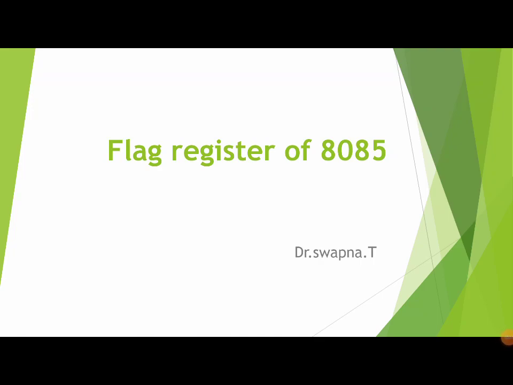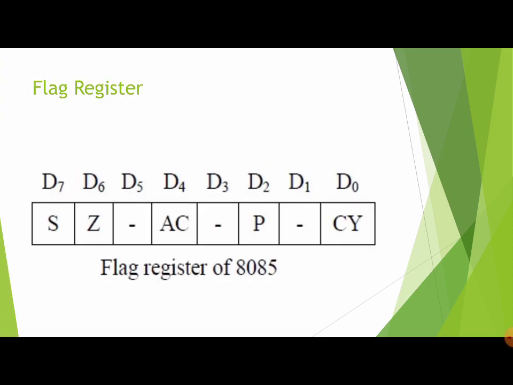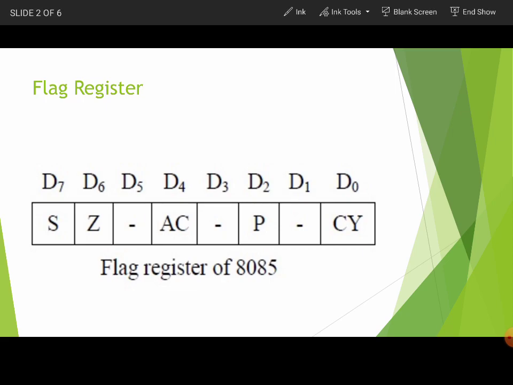Hello everyone. In this session we are going to discuss the flag register of the 8085 microprocessor. So first, let us know what a flag register is. The size of the flag register in the 8085 microprocessor is 8 bit.